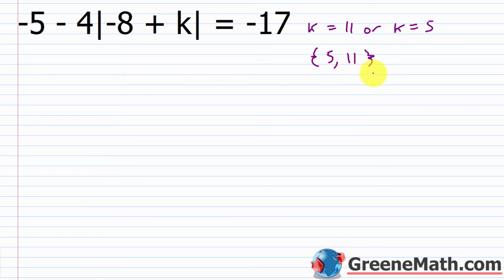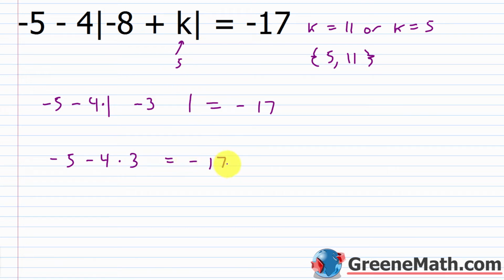So let's start by just plugging in a 5. So I plug in a 5 there. So I'd have negative 5 minus 4, let me make that negative a little better, and then this is times the absolute value of negative 8 plus 5. And this equals negative 17. So negative 8 plus 5 is going to give me a value of negative 3. Remember, this is multiplication. So down here, I'd have negative 5 minus 4 times, again, the absolute value operation makes this positive 3. This should equal negative 17.